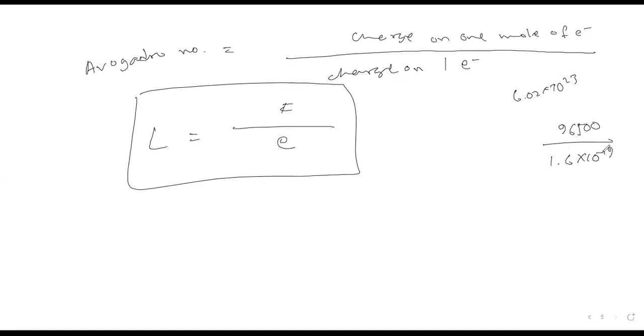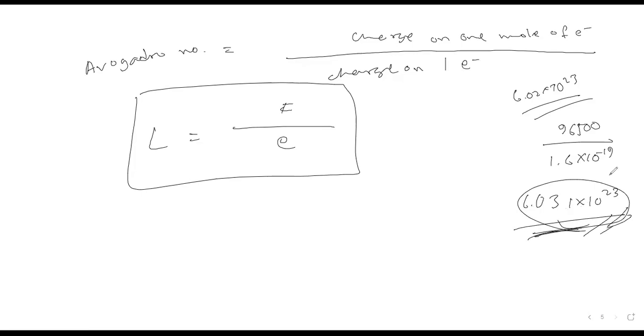Now, if we place this in the equation, 96500 divided by 1.6 into 10 to the power minus 19, we get 6.031 into 10 to the power 23. So we are almost close: 6.02 and 6.03. That makes sense of what they're talking about. Now we will be using an experiment to find out this Avogadro constant.